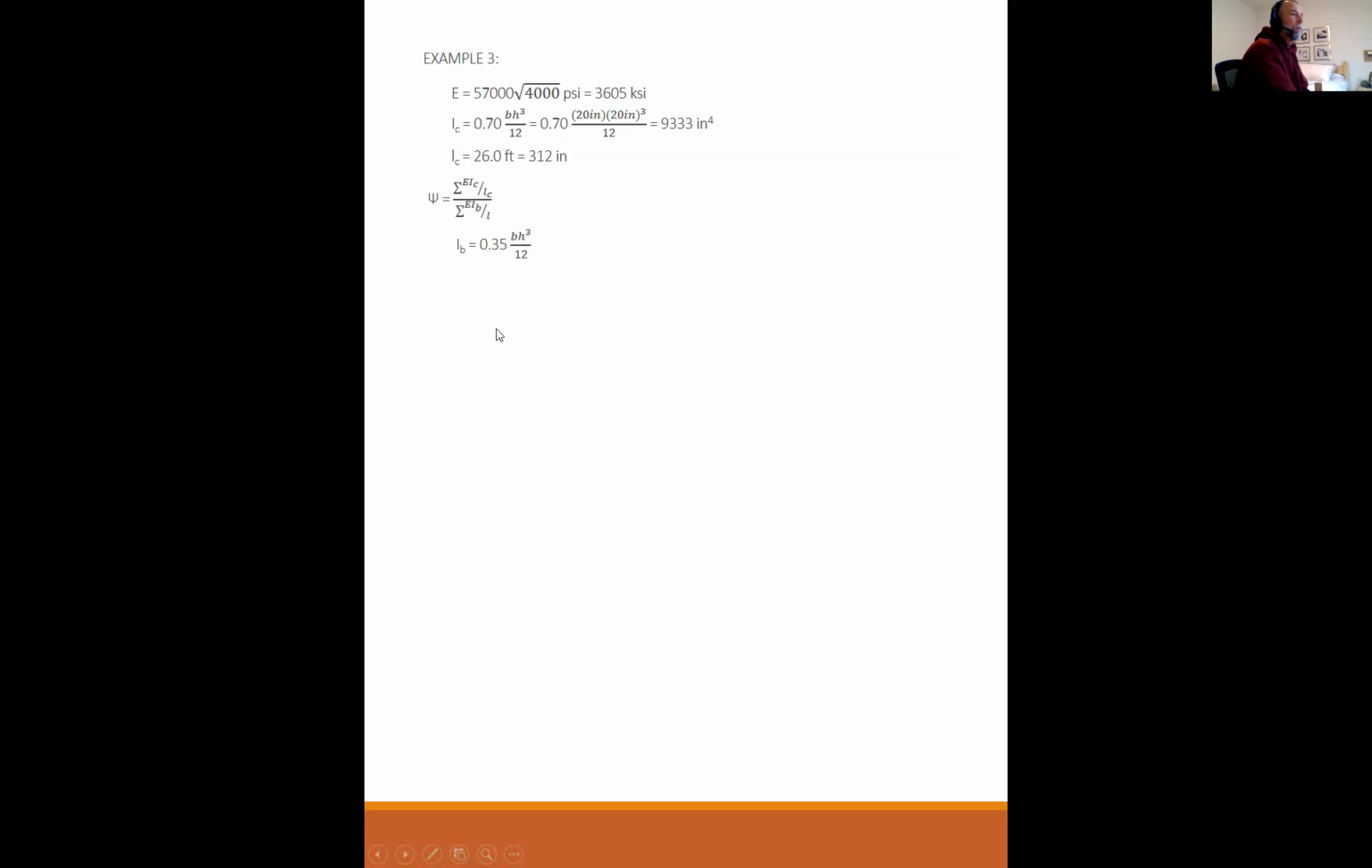And so psi, again, there's a repeat of what psi is, columns over beams. The moment of inertia of the beams is taken at 35% of I gross. So 35% of 20 times 36 to the third over 12 is 27,216 inches to the fourth. And the center to center spacing of the beams is 27 feet or 324 inches.